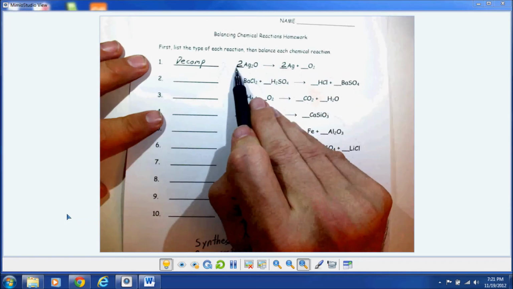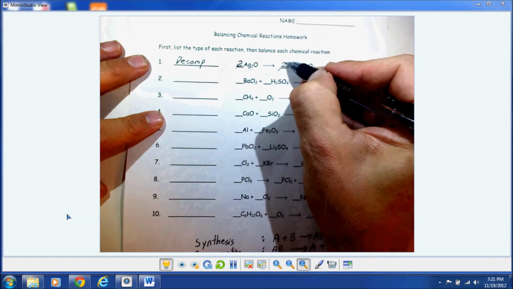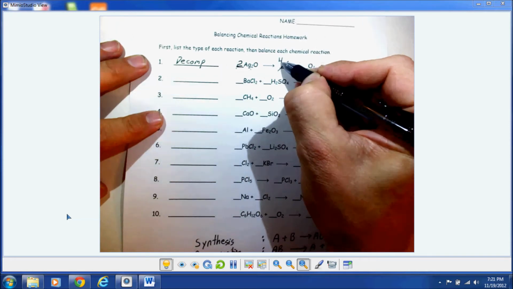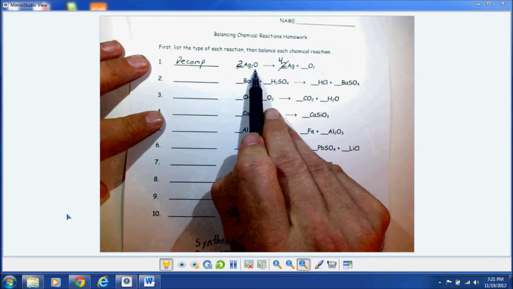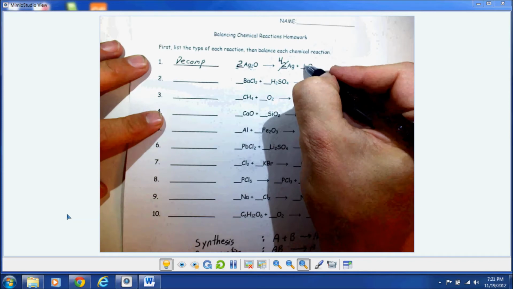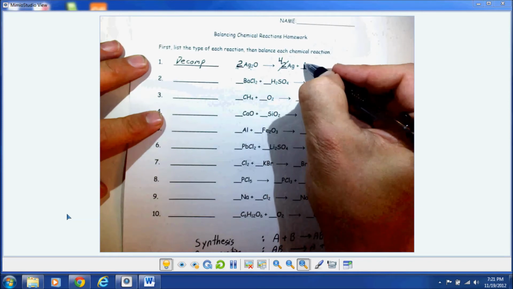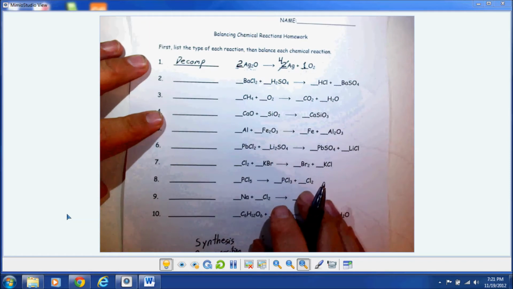So now I have 2 times 2 silvers, which means I need to change this to 4. I have 2 times 1, which is 2, and I have 2 here. So a 1 here. Normally we don't write 1s in chemistry, but I'll just write it here. And that's the answer. Let's look at the second one.